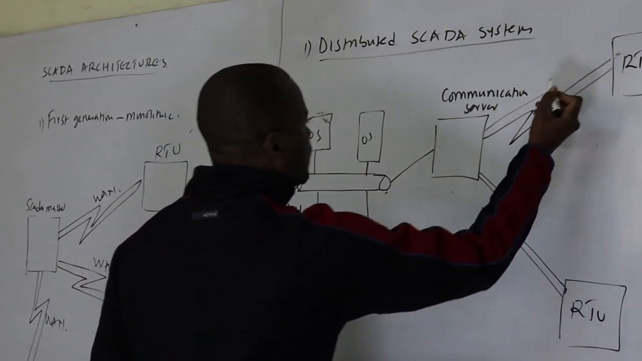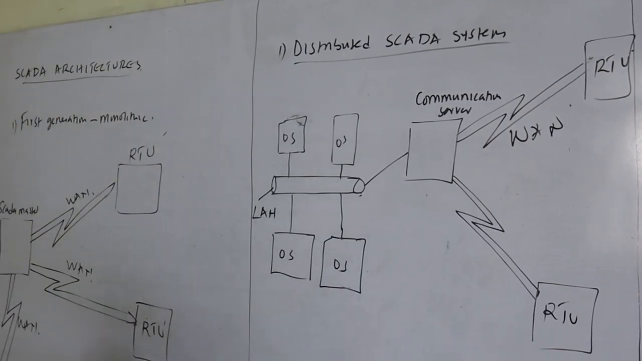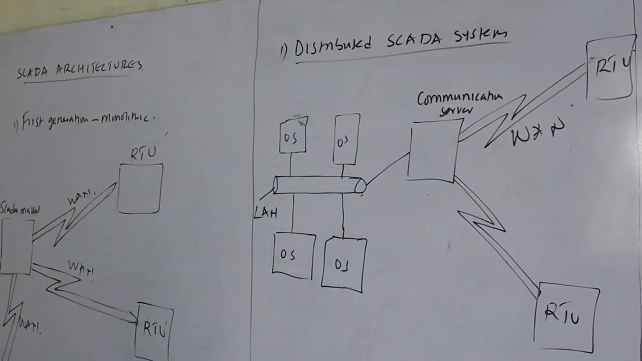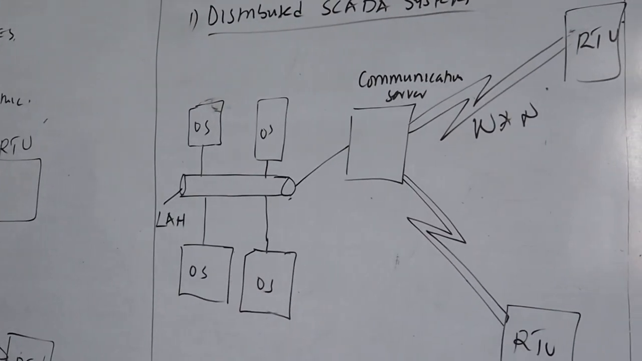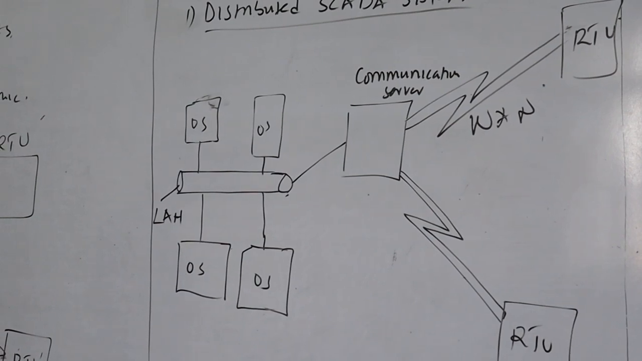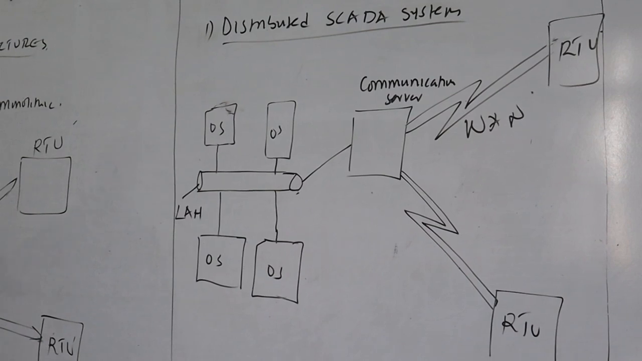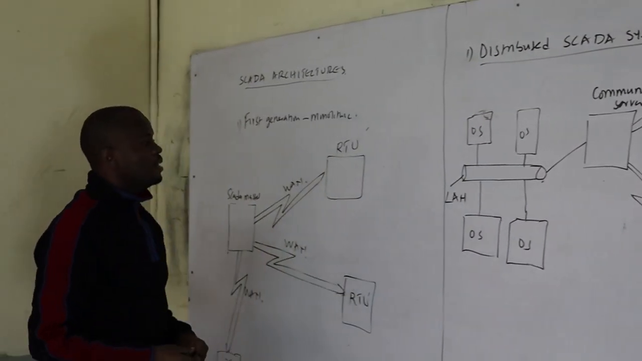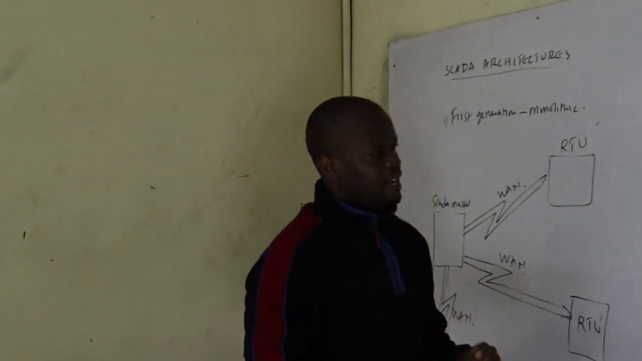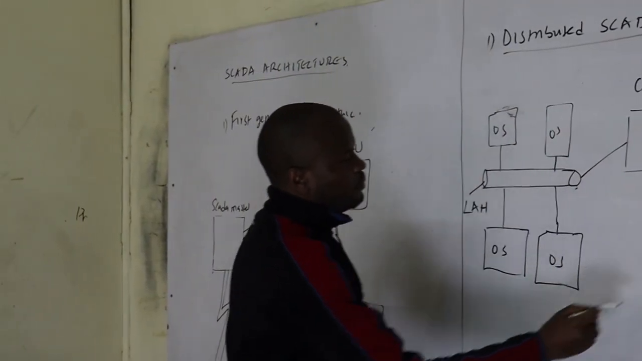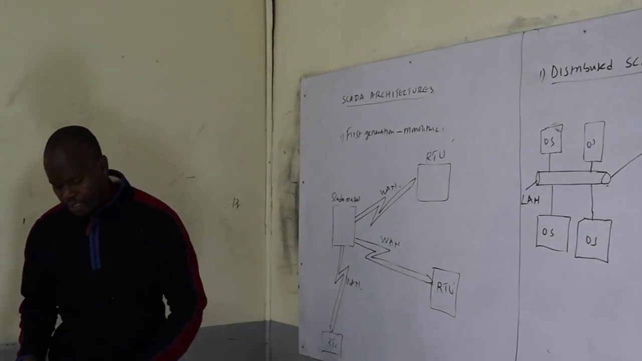So you will notice that the communication between the communication server and the RTUs was by use of WAN, whereas the communication between the operating stations was carried out by use of LAN. So those ones are the two. You can see the difference. In this case, we have both the use of LAN and WAN, whereas the earlier one was only using the wide area network alone. So those are some of the characteristics of the distributed SCADA system.